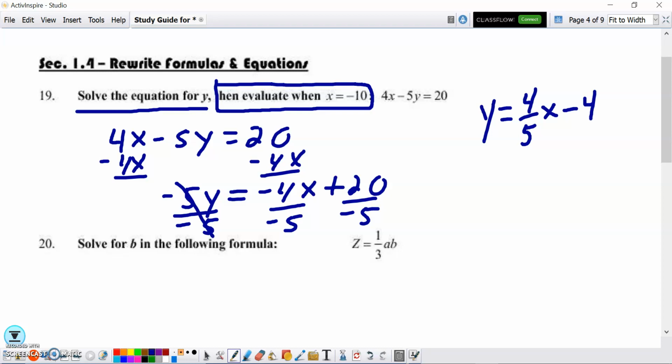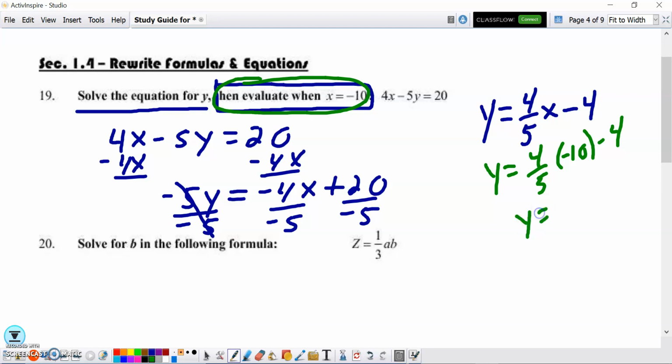Now we're going to plug in the -10 in for x. So the next step, y equals 4/5 times -10 minus 4. Well, 4/5 times -10 would be -8. -8 minus 4 would be -12.